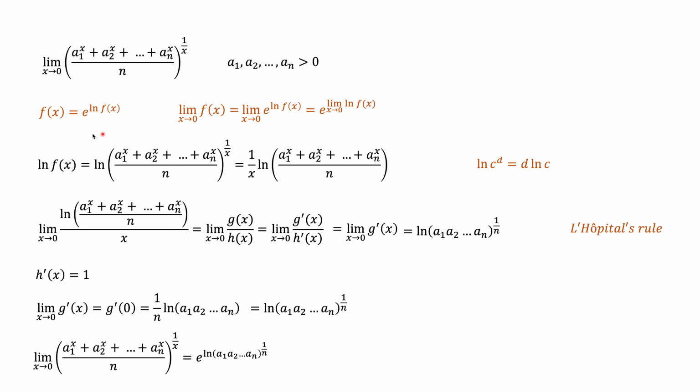But now let's look at this formula. What we find here is e to the power of logarithm of something equals that something. And in our case, we can apply that formula and we find that e to the power of logarithm of something should be equal to that something. And that means that this thing should be equal to the product of a's to the power of 1 over n. And that's our final answer.